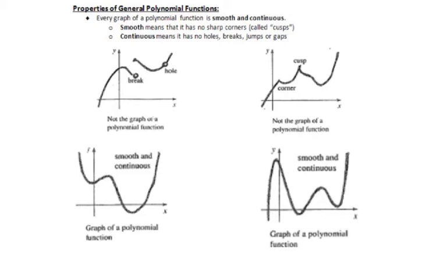If you have a break, or you have a hole here, then this is not a polynomial function, because all polynomial functions are continuous. If you have a cusp, which is kind of like a sharp point, then it's not a polynomial function. So again, polynomial functions are smooth and continuous.